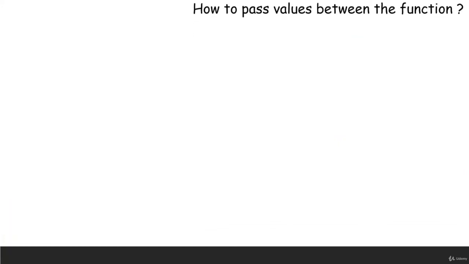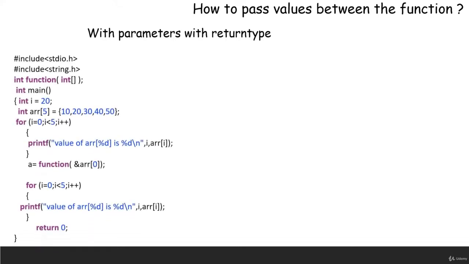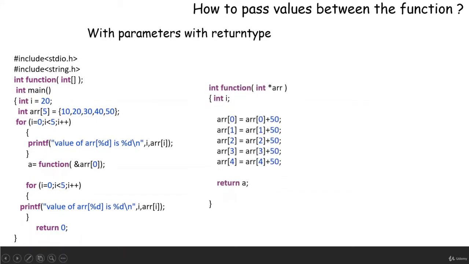Moving to the next, let's focus on how to pass values between functions. The very first type is with parameters with return type. Parameters are also known as arguments. Arguments are those which are passed into a function to do some operation on them. Let's have a look at this program.